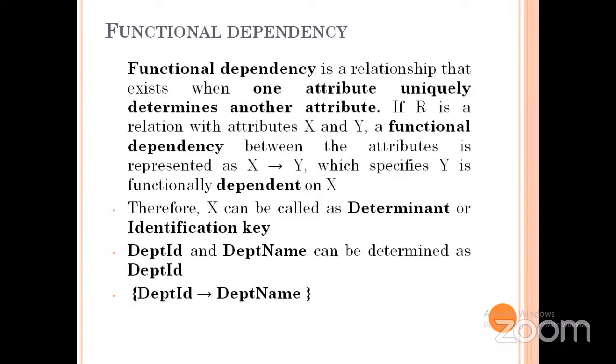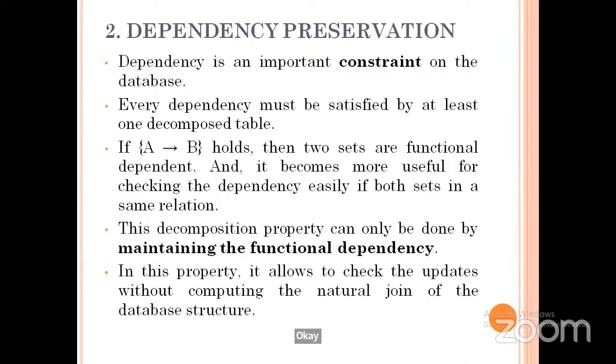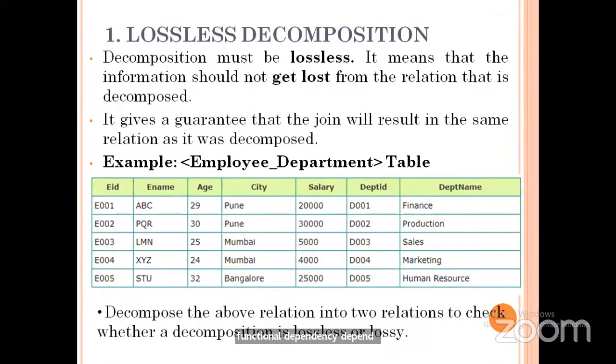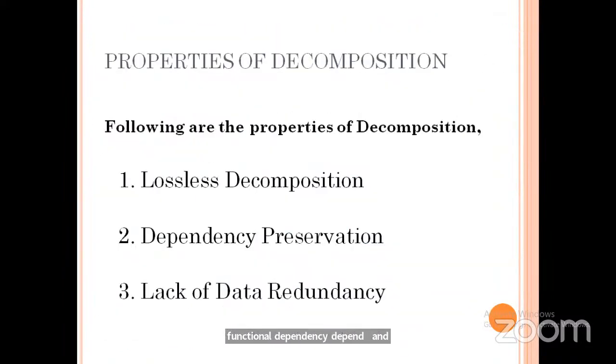Okay. So till now we have seen functional dependency, dependency preservation, lossless decomposition definition, and anomalies, right?